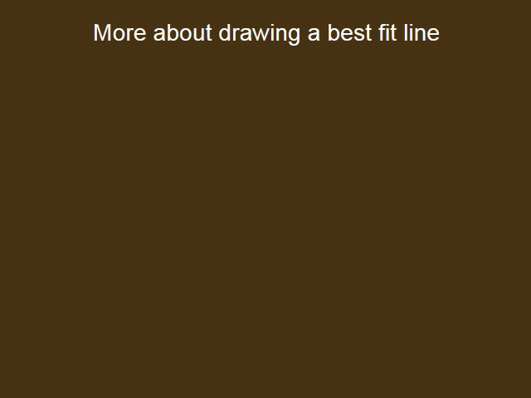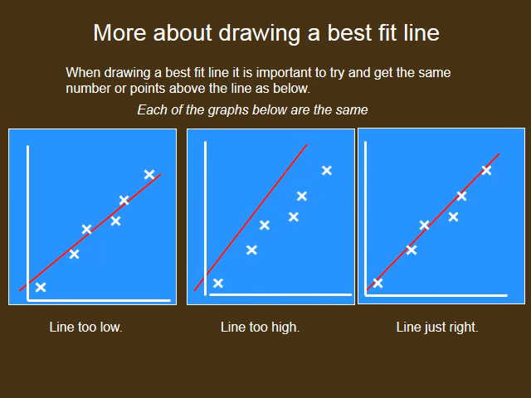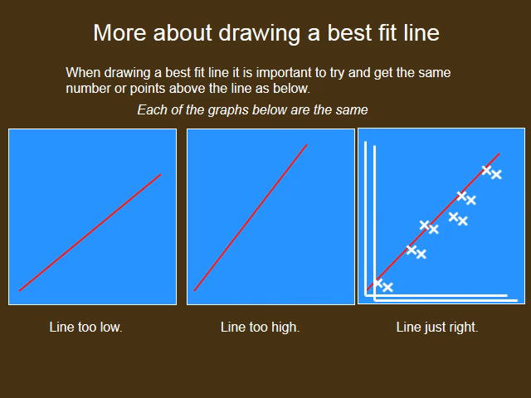Okay, so more about this line of best fit. When drawing a line of best fit, it's important to try and get some of the points above and below the line. Each of the graphs below has the same data. In the first example, the line is too low, in the second the line is too high, whereas just like in Goldilocks, the line's just right in that third example. It encapsulates a majority of the data points within a range.